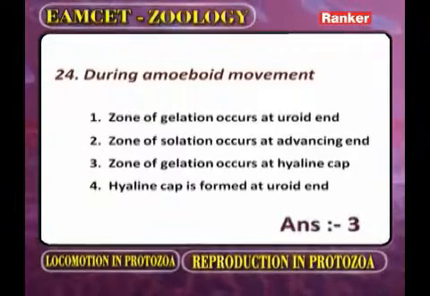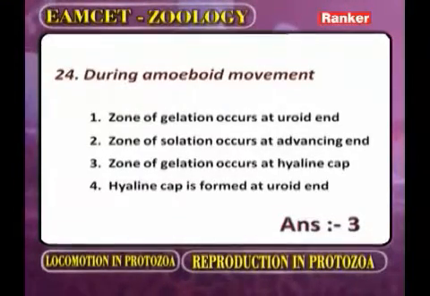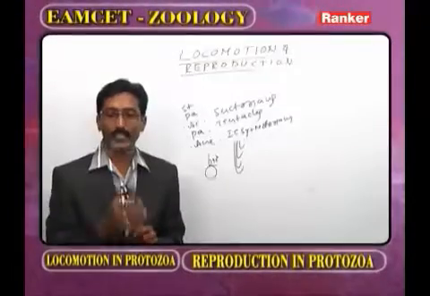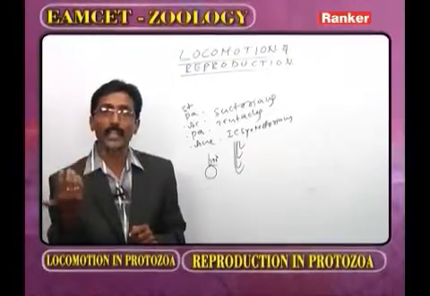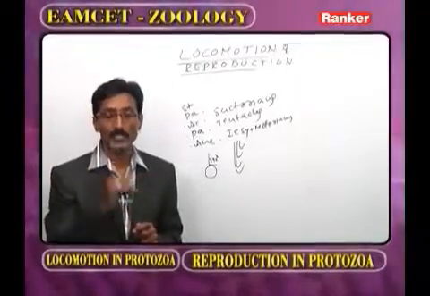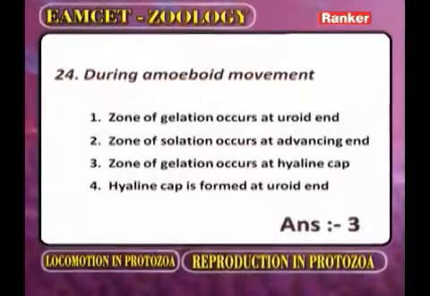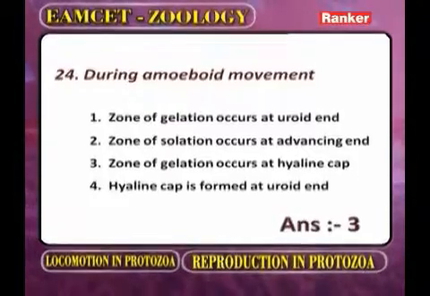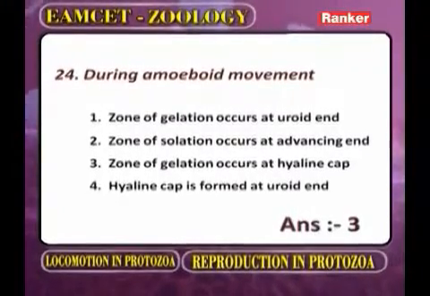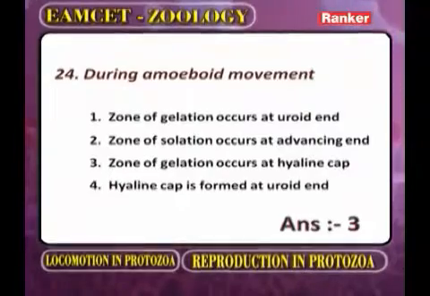During amoeboid movement, the zone of gelation occurs at the uroid end. What is meant by the uroid end? The posterior end. At the posterior end, gel becomes sol, that we call solation. So the first option is wrong. The zone of solation occurs at the advancing end. At the advancing end, sol becomes gel, that we call gelation. So the second option is wrong.